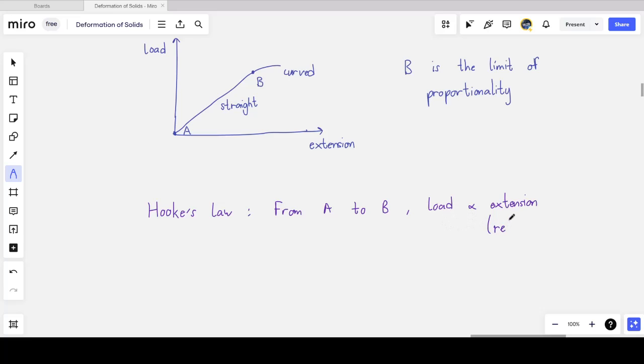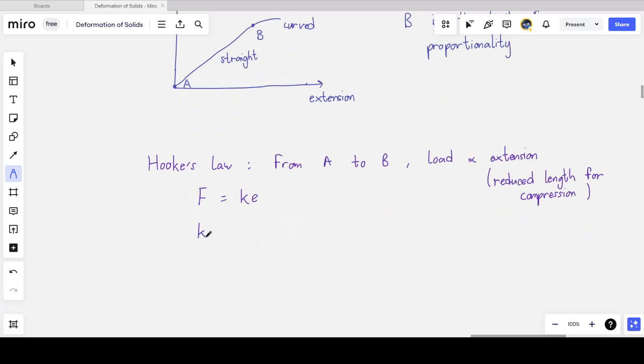I don't always have to say extension. If I'm compressing the spring, then instead of extension, I can say reduced length. We're just talking about extension now for simplicity, but if I'm compressing, then I can say reduced length, or whatever other word will fit for compressing the spring. And so what this means is force is equal to some constant multiplied by the extension, and we'll give the extension the symbol lowercase e.